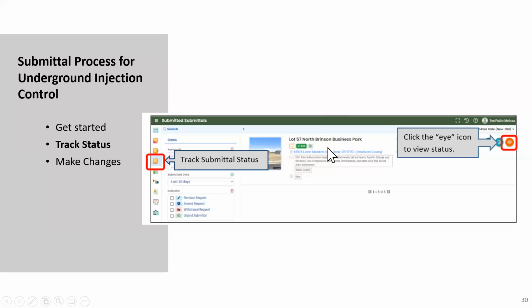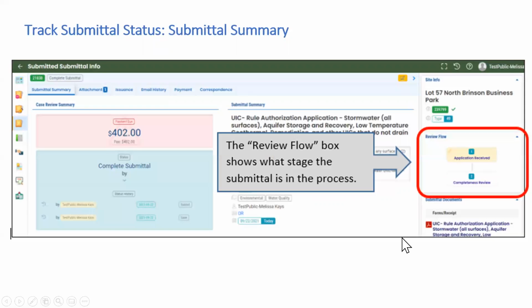You can also, when you see the submittal itself, go to the eyeball to click and view that status. Here we are, submittal summary.